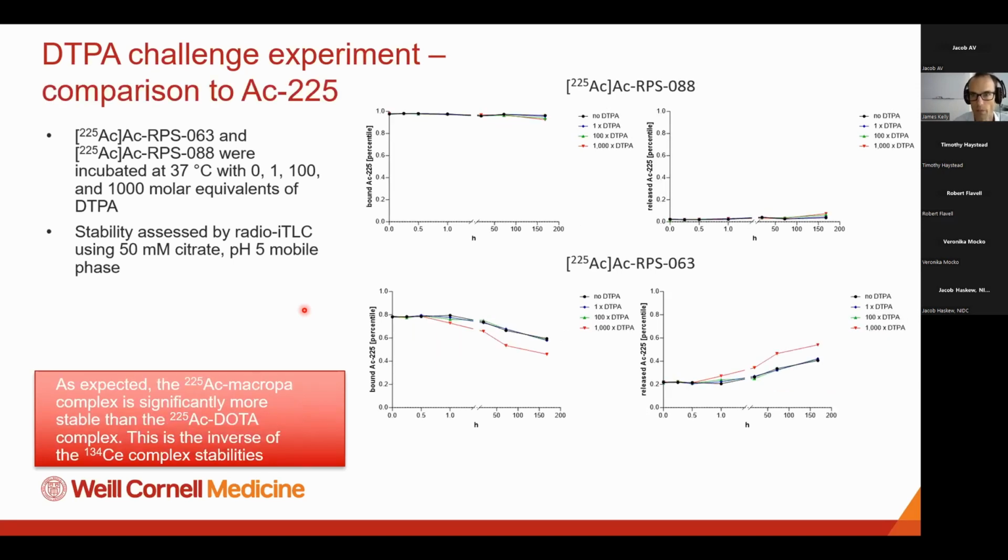And once again, when we compare it to actinium, we see again the inverse. In the case of the macropa-containing ligand, we see no decomplexation. And in the case of the DOTA-containing ligand, even at relatively low levels of DTPA, even at 1 molar concentration or 100 molar excess, we already begin to observe a little bit of decomplexation over time. Although Anya has asked me to point out that in this particular experiment, we were starting with a relatively impure compound, so it's possible that there may be some artifacts interfering with our measurements here. Of course, we'll need to repeat this with a more highly pure starting material.